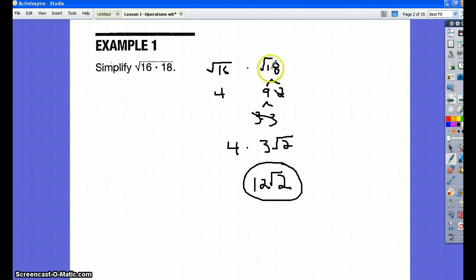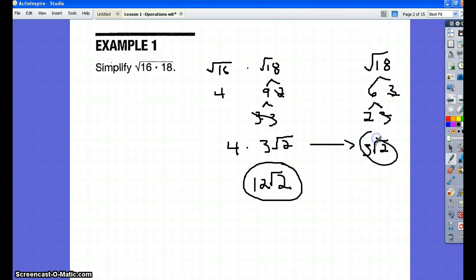Now it's important to note that for the square root of 18, I chose to use 9 and 2. You could also use 6 and 3. You can use any numbers and you're still going to get the same answer. That's going to be 2 and 3. So therefore, there's 2, 3, so that comes outside, 2 stays inside. You'll notice that's the same answer as you got there. So any numbers you want to choose will work. So that's the first example.